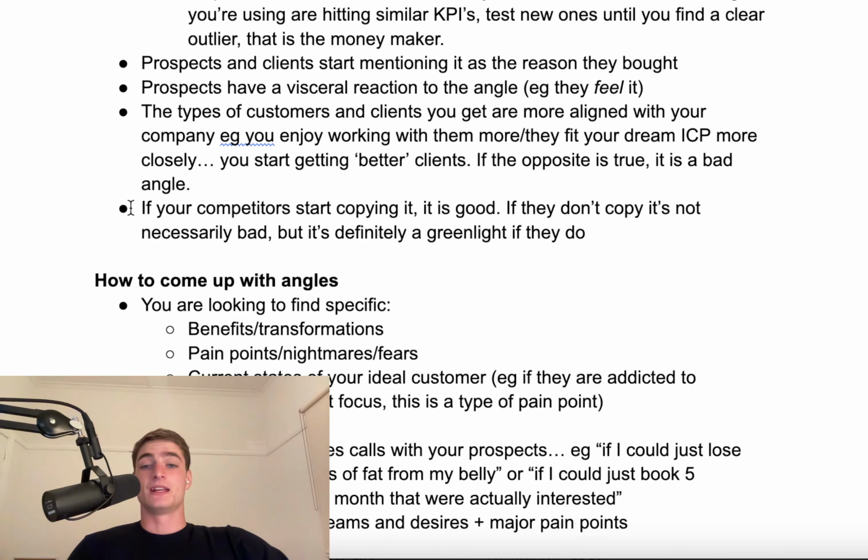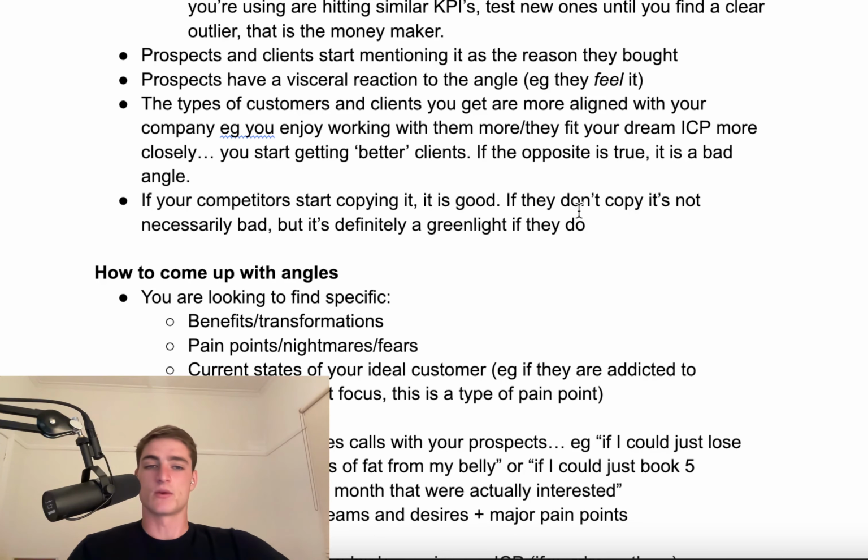And then again, if your competitors start copying it, it's typically good. If they don't copy it, doesn't mean it's bad. They might just have other stuff to do. But it's definitely a green light if they do, because number one, it probably means their marketing is on the ropes and they need to look at what you're doing in order to keep up. And number two, it probably means that they see you as the market leader, and then obviously they're on the back foot and you can kind of just dictate what happens from there.